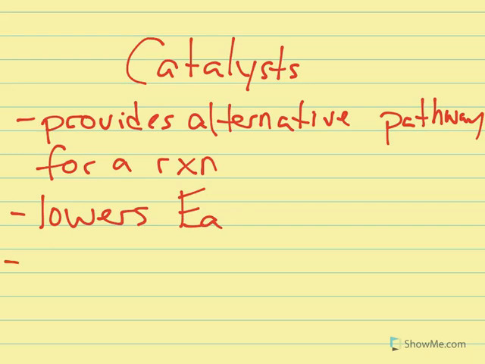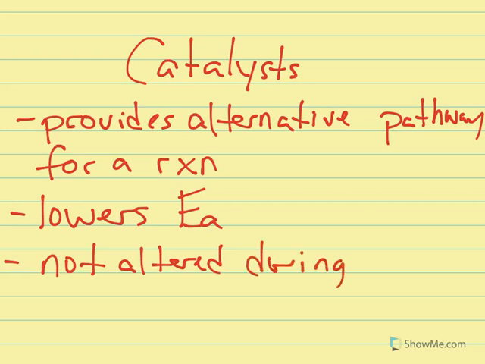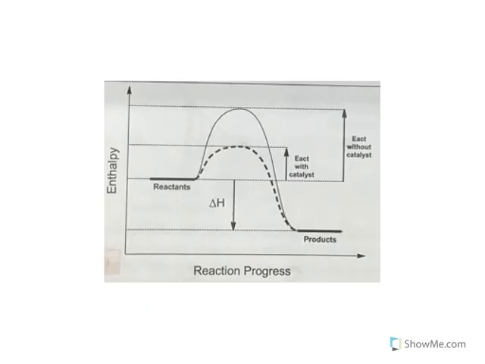And another important thing to think about with catalysts is that they are not altered during a chemical reaction. Okay, so a catalyst is not altered during a reaction. It's going to be the same chemically as it was at the beginning. So here's an energy diagram showing that. We have this solid line, which I'll color in red, which shows the energy of the reactants. And this large height right here shows the activation energy without the catalyst.